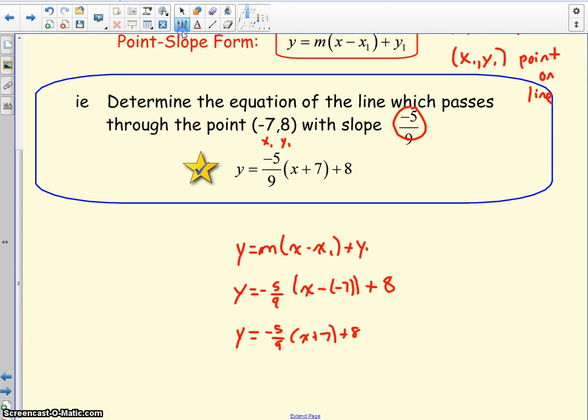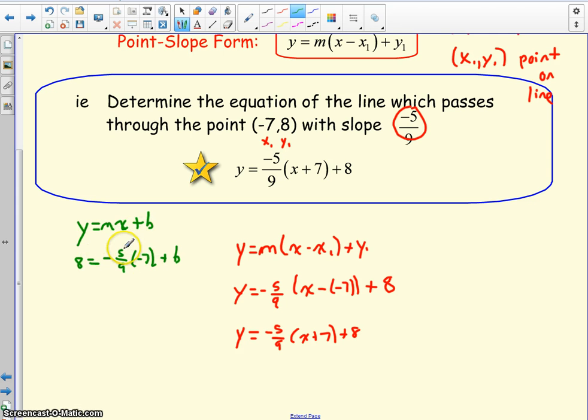If you want slope-intercept form, you could do what you did back in grade 9. You could start with y equals mx plus b. You would sub in your slope for m and your point for x and y. So I put in 8 for y, negative 5 over 9 for my slope, negative 7 for x. And then my only unknown is b, and I could rearrange the equation and solve for b. It's a little bit more work, but it would give you slope-intercept form.